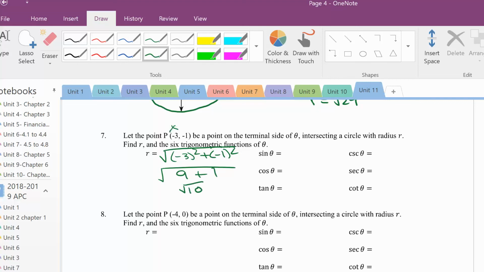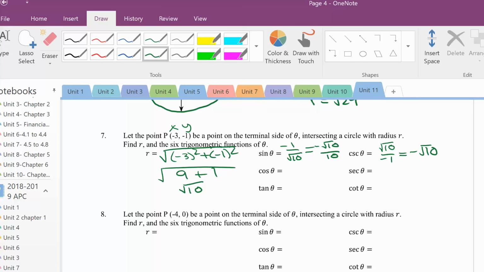So then remember, this is your X and this is your Y. So sine is Y over R. So -1 over rad 10, which is negative rad 10 over 10. Cosecant would just be the reciprocal. So it's rad 10 over -1, which is just negative rad 10.